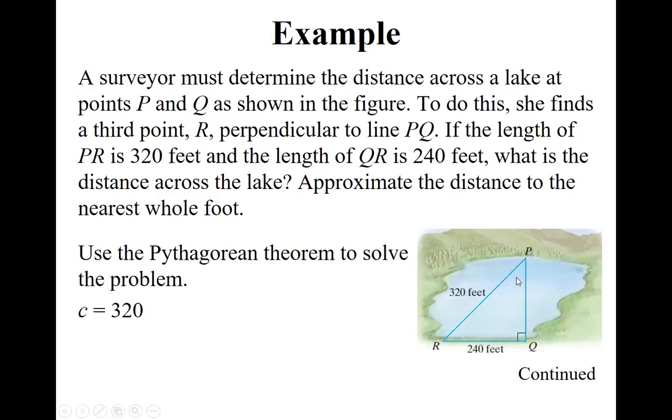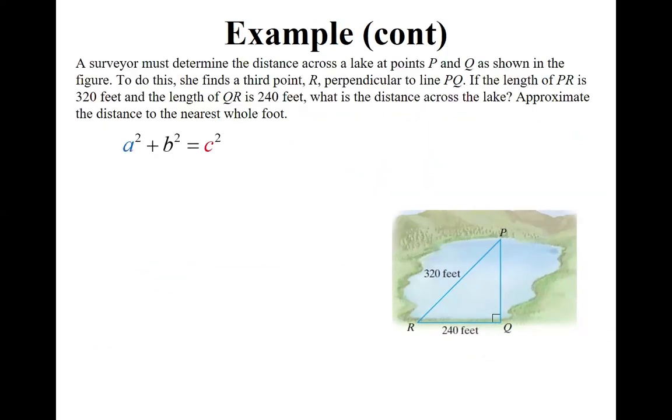The hypotenuse, c, is going to be 320. The leg we have, we'll let that be a, 240. We want to find b, the other leg. So a squared plus b squared equals c squared. 240 squared plus b squared equals 320 squared. That's 57,600 plus b squared equals 102,400.